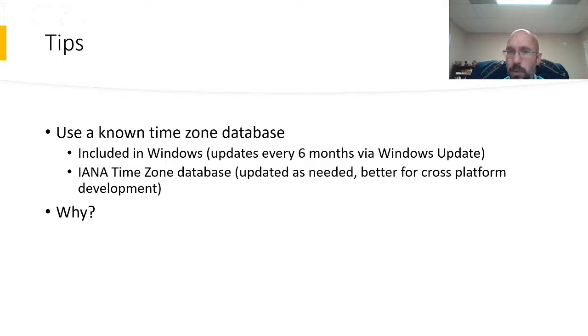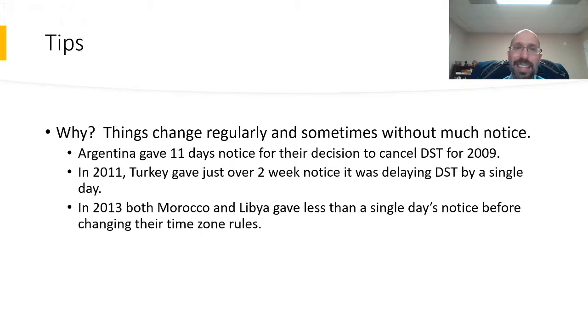So why use a time zone database? Well, that's because things change regularly and sometimes without much notice. So Argentina gave 11 days notice for their decision to cancel daylight savings time in 2009. That's less than 2 weeks. In 2011, Turkey gave just over 2 weeks notice it was delaying daylight savings time by a single day. In 2013, both Morocco and Libya gave less than a single day's notice before changing their time zone rules.